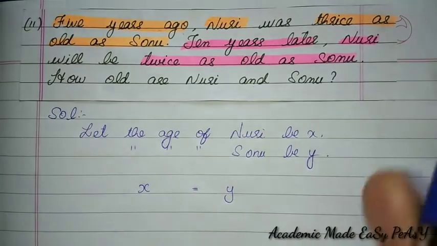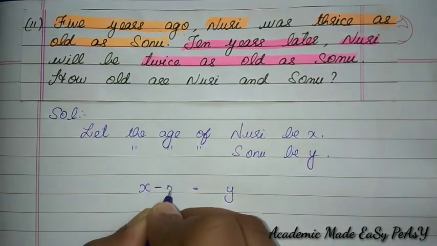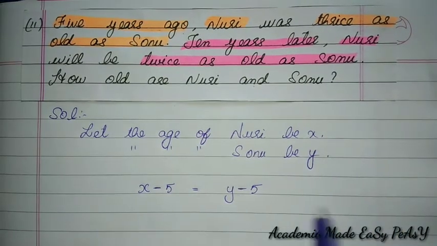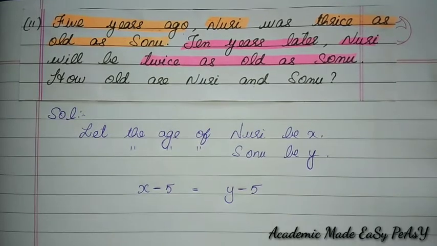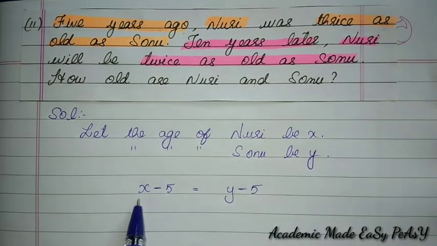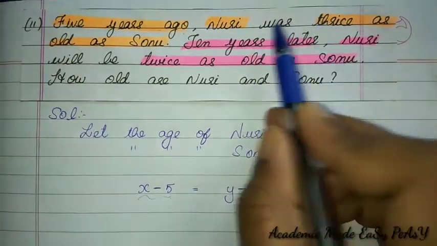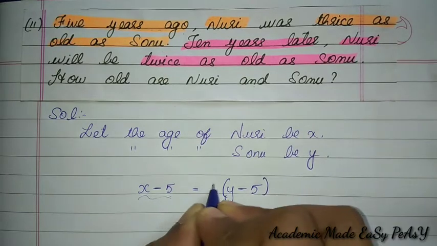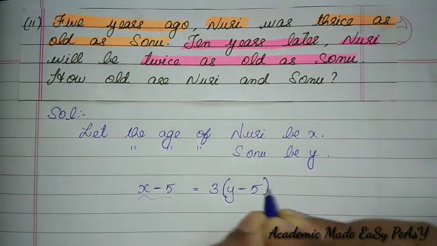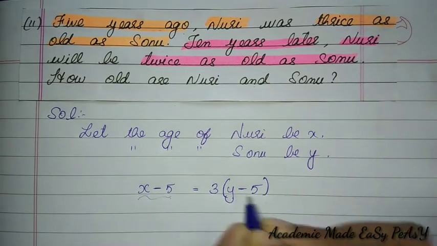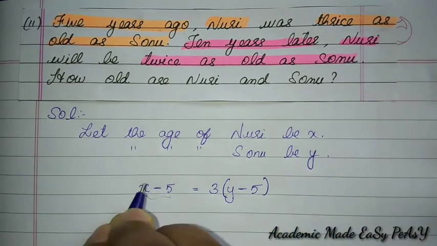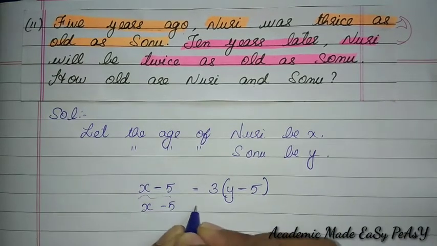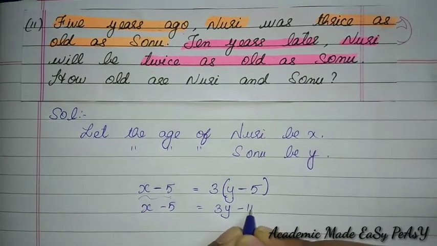So 5 years ago means the age minus 5 gives us the age before 5 years. It is not 5 minus x, it is x minus 5 and y minus 5. So Nuri's age is this one, before 5 years. Nuri was thrice as old as Sonu. So before 5 years, she was 3 times the age of Sonu. Sonu's age was y minus 5, so thrice of that age. Now I will simplify it. So x minus 5 is equal to 3y minus 15.